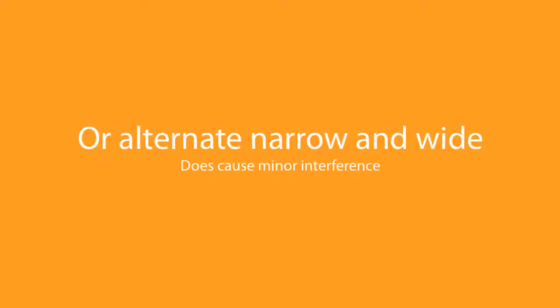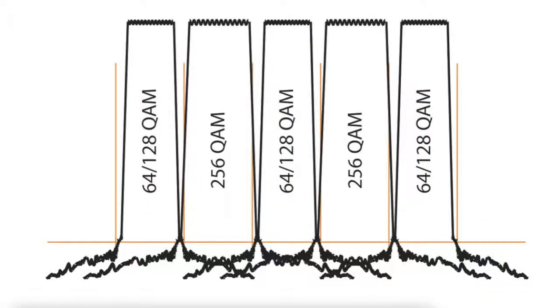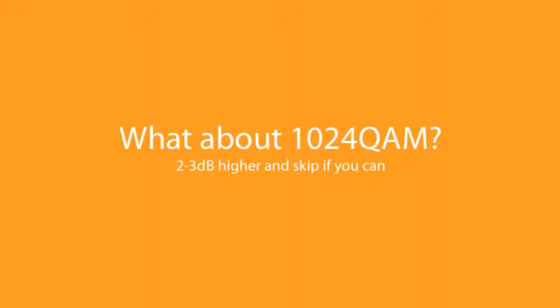And what do you do if you just don't have enough space to skip channels? Well, alternate your narrow and your wide, but be aware, there is a little bit of co-channel interference here, which will reduce your carrier to noise slightly. Now remember, 1024 QAM is even more sensitive, so keep your system as clean as you can, especially when it comes to ingress noise and reflections.